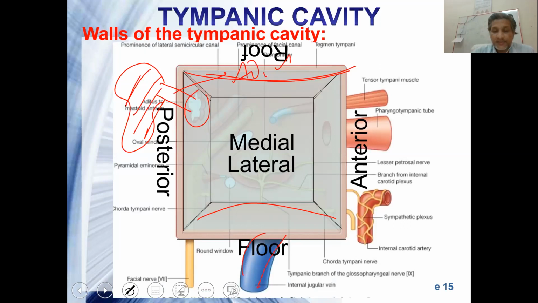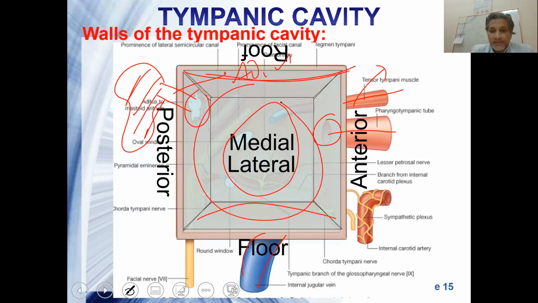These are two openings in the anterior wall of the middle ear. The superior one is the tensor tympani muscle, and the inferior one is the eustachian tube. This will be the medial wall. The lateral wall obviously will be the tympanic membrane.